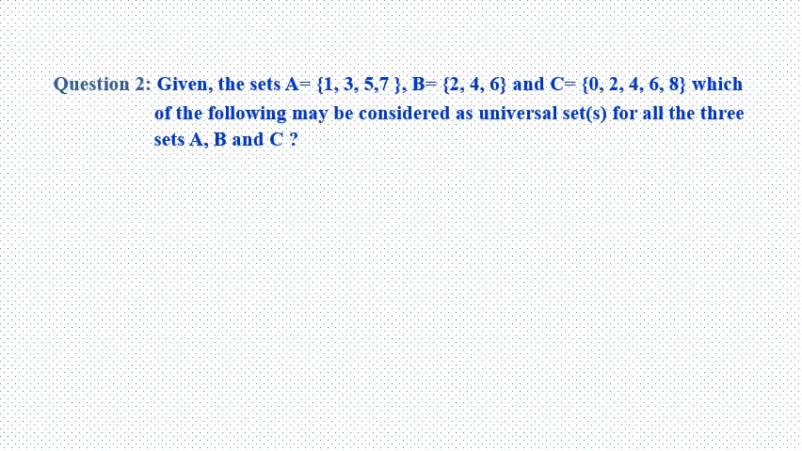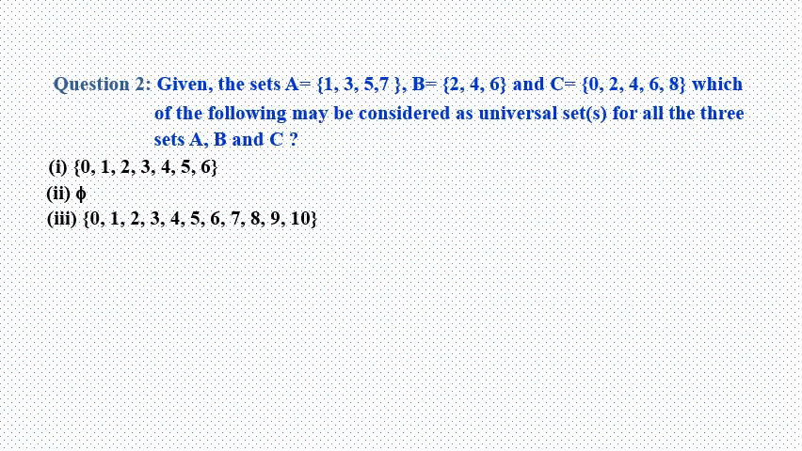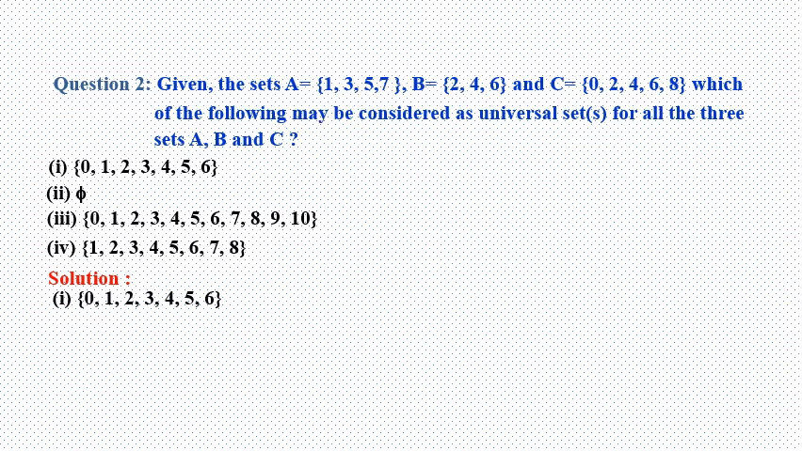Given that set A equals {1, 3, 5, 7}, B is {2, 4, 6}, C is {0, 2, 4, 6, 8}, which of the following may be considered as a universal set for all the three sets A, B and C? So the first one is 0 to 6. Pi, and again the third set, fourth set. I have considered four different sets here, correct? Now what they are asking is, which of the following may be considered as a universal set? Yes. Now look at this.